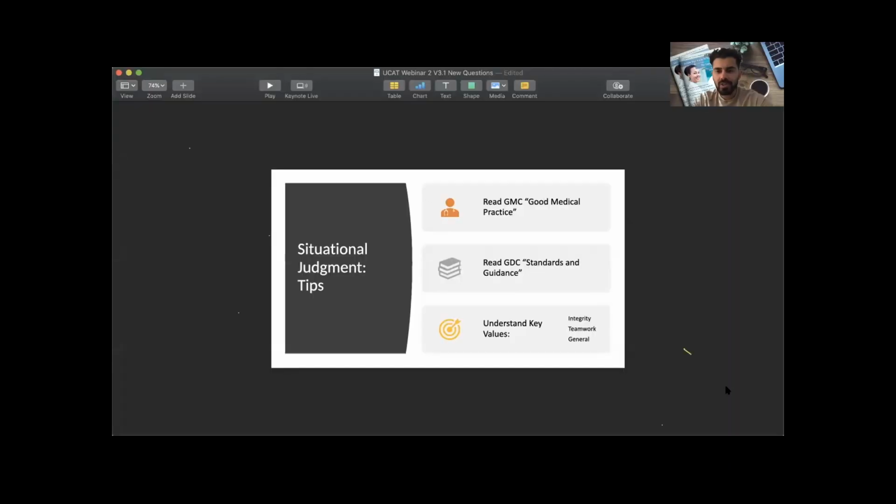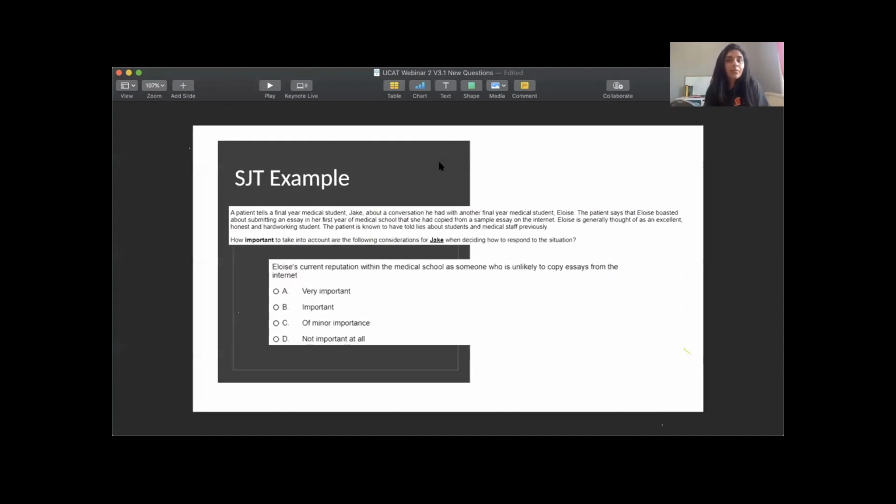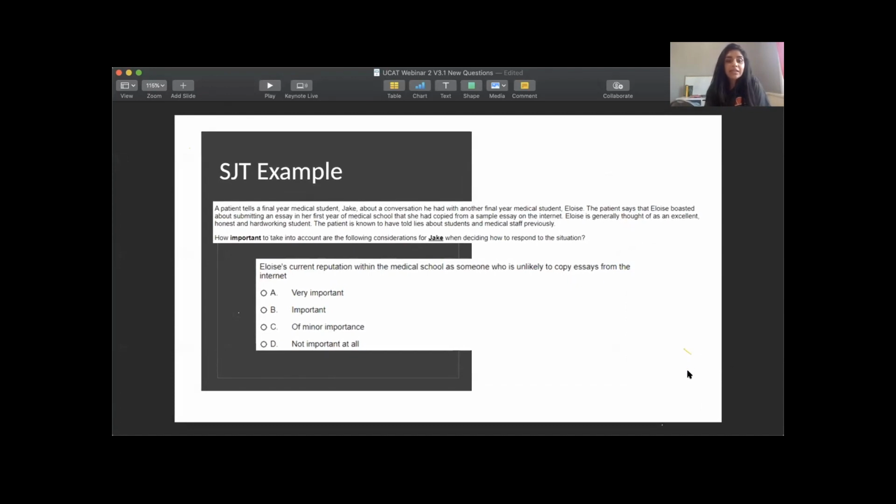We just got a question in the chat regarding the last question. I'm just going to go back to that slide so that everyone can see. The question was, why would D not be the correct answer in this case? Okay, so D is not important at all. The reason why that wouldn't be correct is because it depends on the action that Jake is about to take, and obviously he's going to want to think about everyone in the situation.